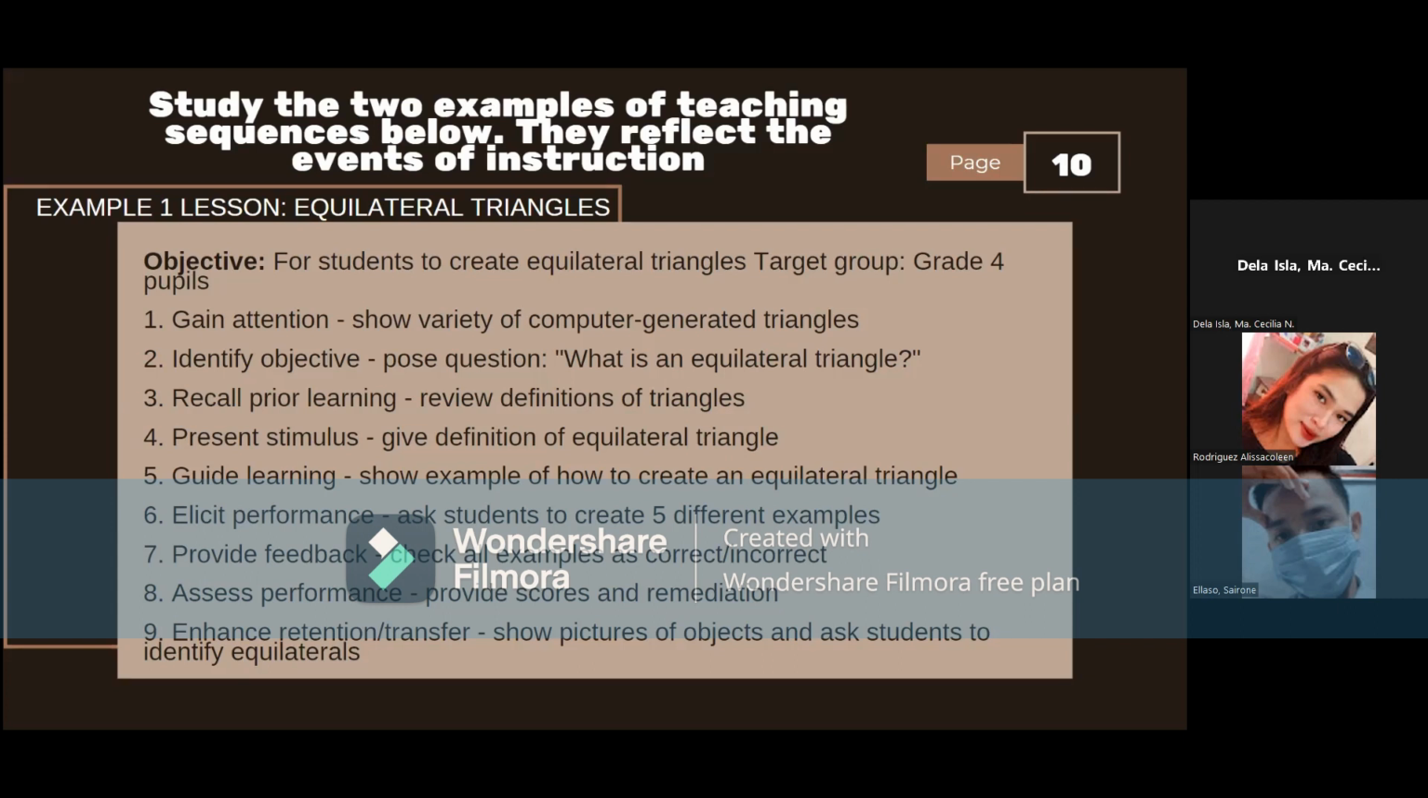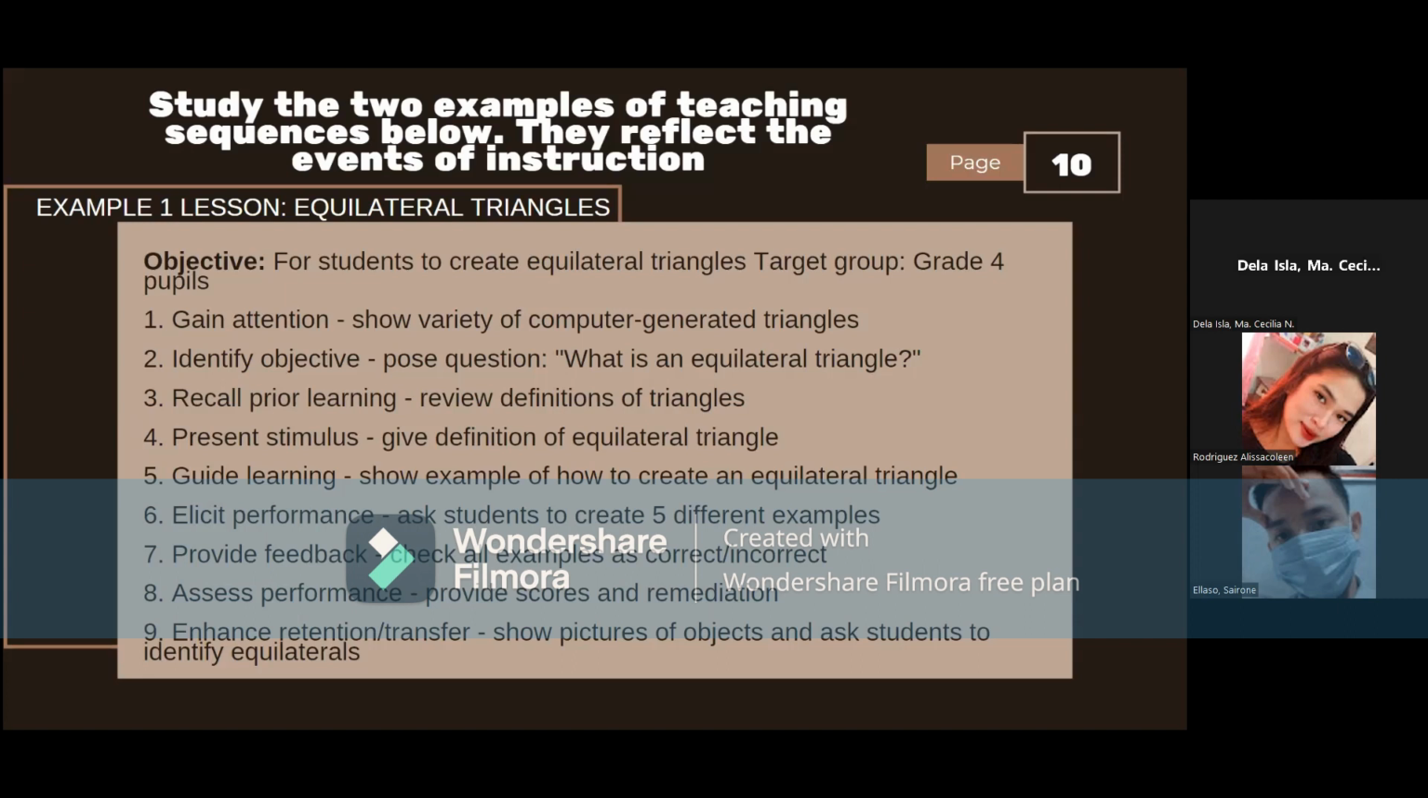So number 3, recall prior learning. So here, ni-review yung definitions of triangle. So siguro, before nag-discussion ng equilateral triangle, nagkaroon muna ng lesson before na ang topic is triangle. So that ire-recall ng teacher ngayon yung triangles. Yung definition ng triangles, kasi nga di ba ang goal lang dito ng hierarchy is magkaroon ng connections. So yun yung re-recall nila, yung triangle.